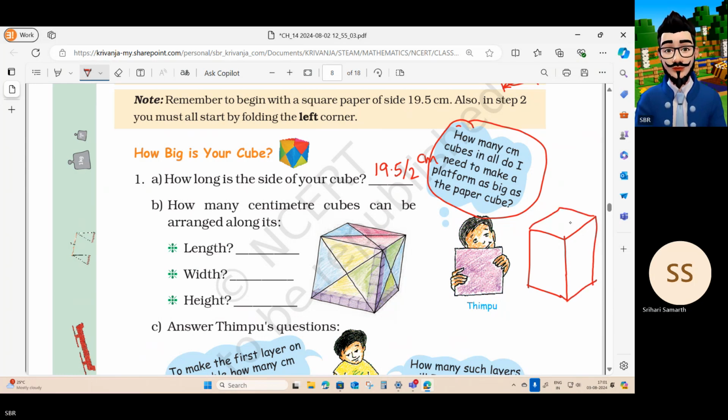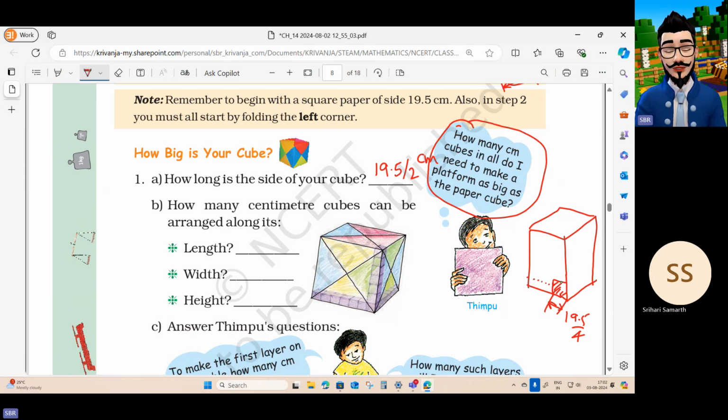And I'll have a smaller paper cube here. What is the dimension of it? The dimension will be 19.5 divided by 4. Very good. So how many such small cubes can fill the big length of the cube? Four. Beautiful.